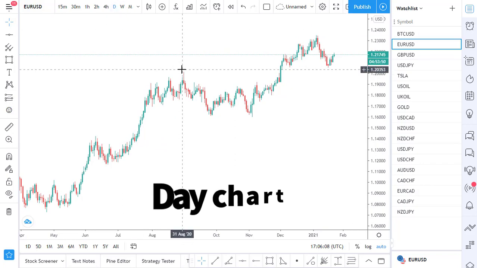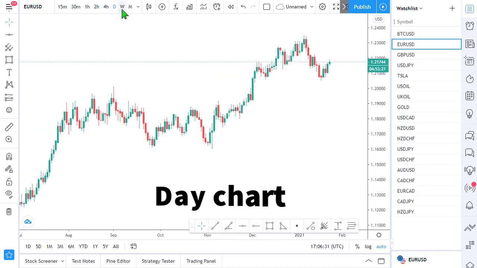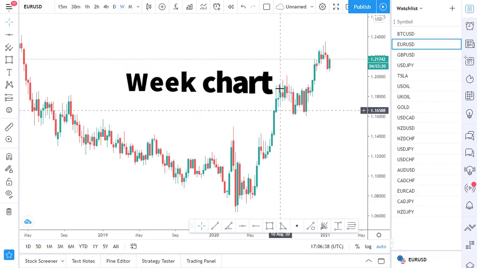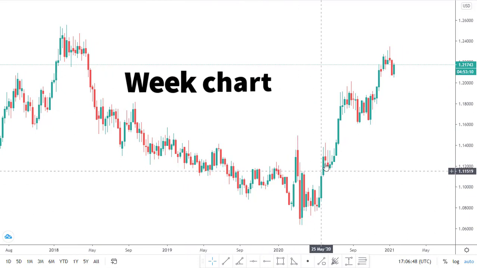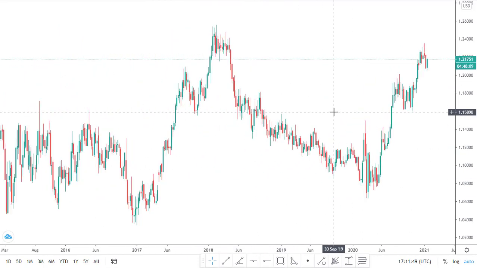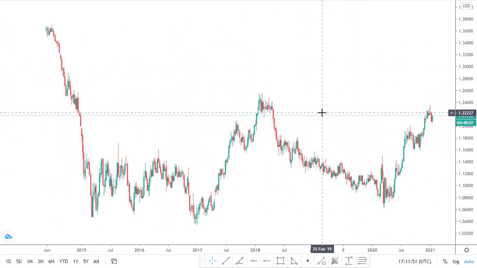Here's the daily chart. Let's navigate to the weekly chart. Remember, we want to track powerful support and resistance levels, therefore, we need to start marking from the higher time frame. Let's zoom out and see the whole chart over a long period of time.